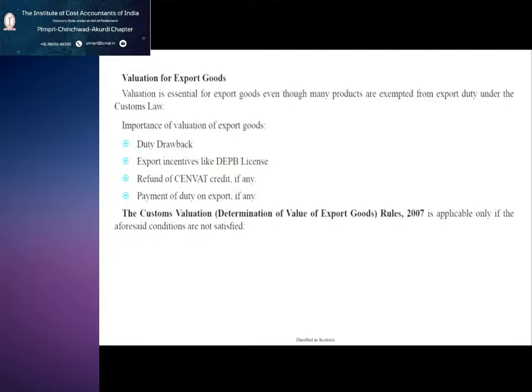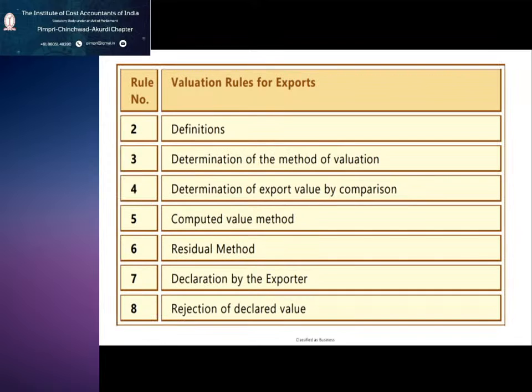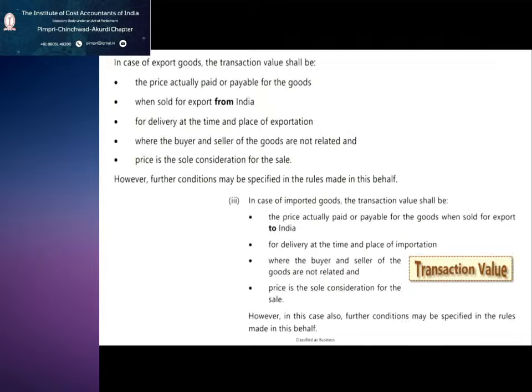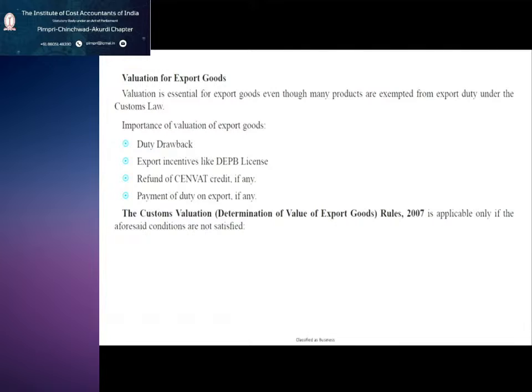Then customs valuation is applicable. Then we are going to see the valuation rules for exports. What are the methods for valuation? In the last two to three slides we have seen what is meant by the transaction value, what the transaction value means for export, what it means for import, and why this valuation is essential.